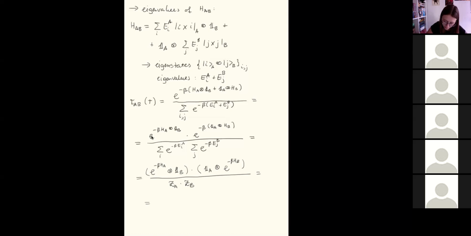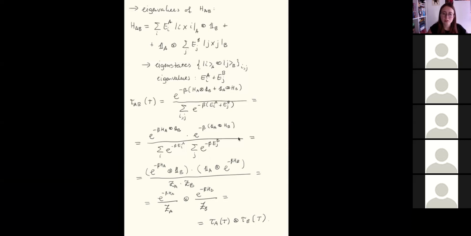Okay, and so in the end, what we get is e to the power minus beta HA over ZA, tensor product e to the power minus beta HB over ZB, which is exactly the thermal states on A and B. So we see that the thermal state has this property that if we write it for a composition of two systems which do not interact, then it can be written as just the tensor product of the thermal states on each of the systems individually.